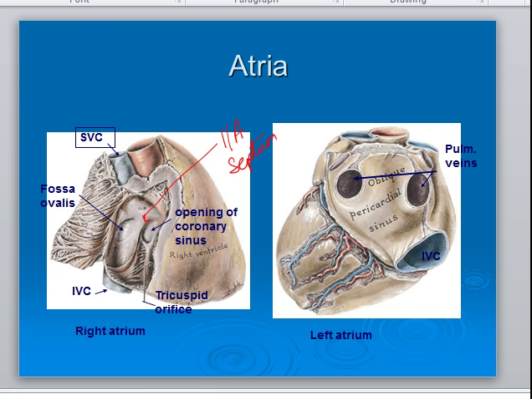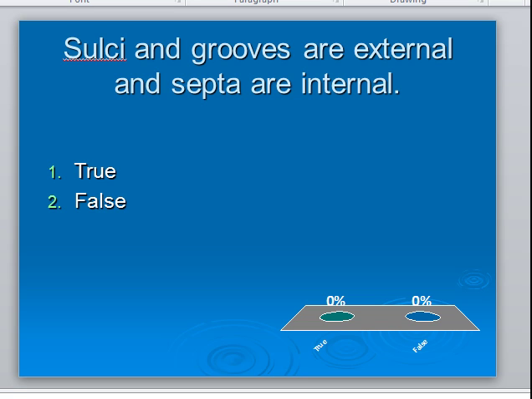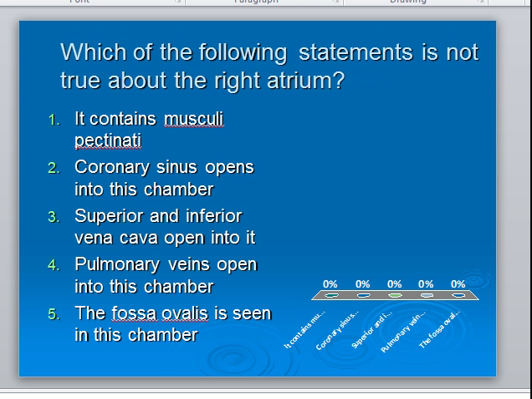And then you look at the chambers, then here are some questions to do with the chambers. Sulci and grooves are external and septa are internal. Is this a true or false statement? And which of the following is not true about the right atrium? So you can pause and look at the choices and see which one you would have chosen.